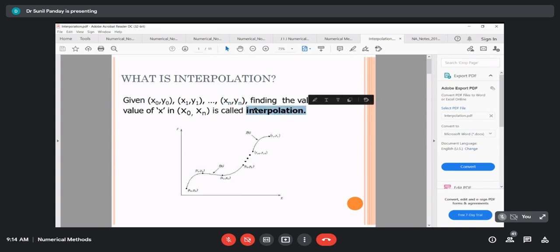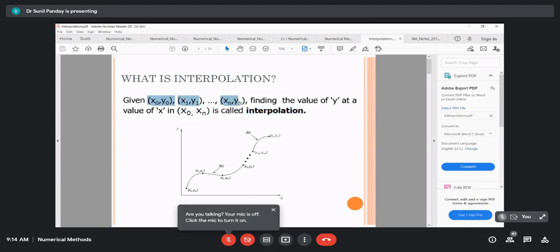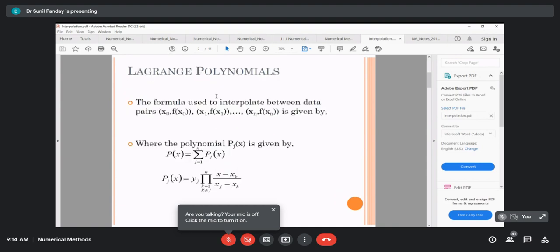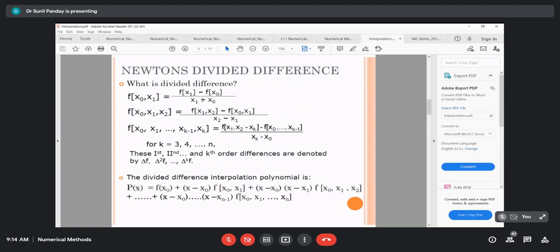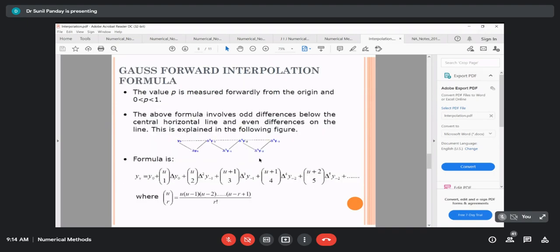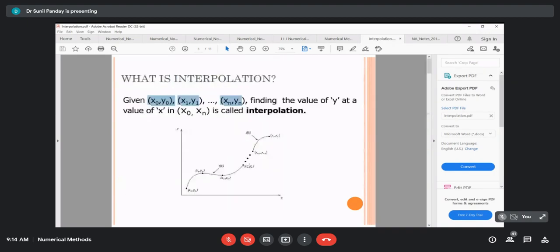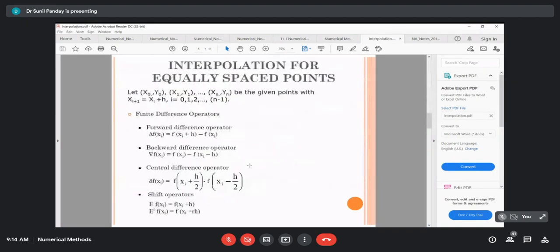So in interpolation, we are trying to find a polynomial through various methods which best fits this data. In this, we have the Lagrange interpolation formula. This is the formula for Lagrange interpolation. Then Newton divided differences formula, and many more. But before this, we have to learn some basics of finite differences.